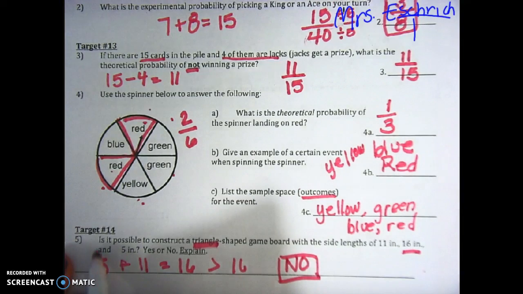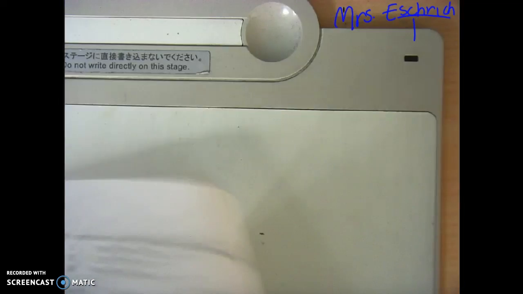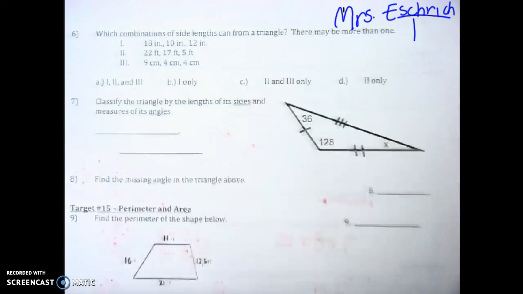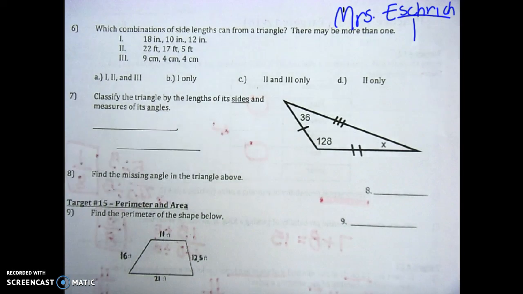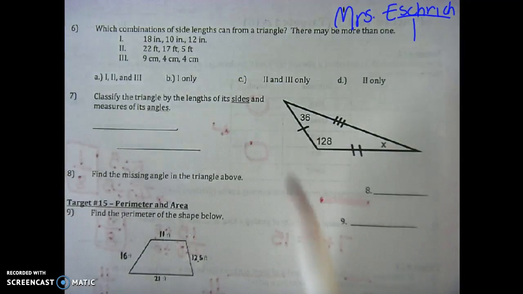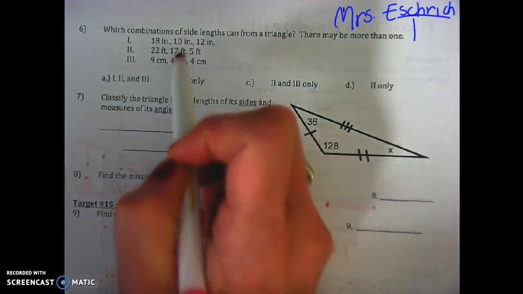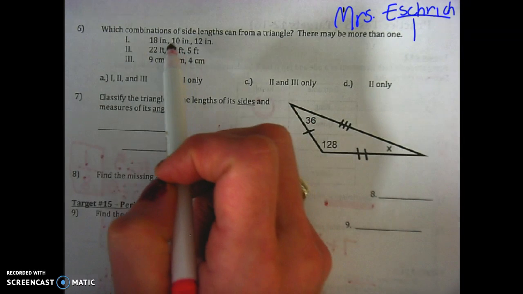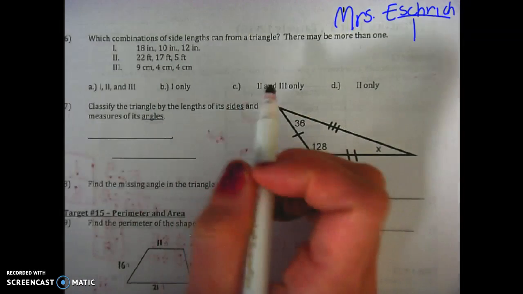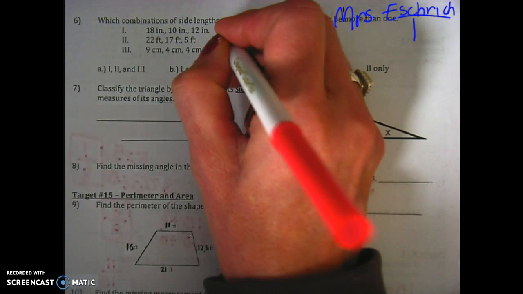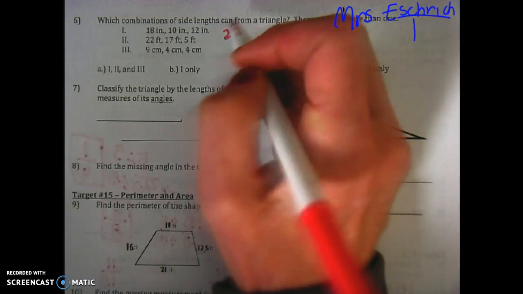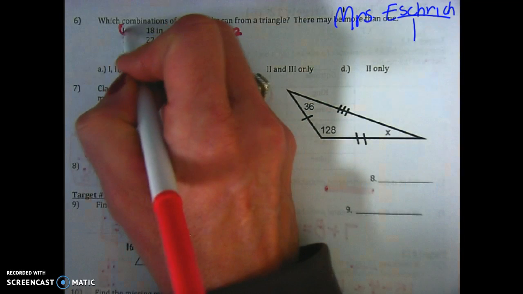Remember, to make a triangle, the two smaller ones have to be greater than the larger one. Which combinations of these lengths can form a triangle? There may be more than one. Well, all we do for this is add our smaller ones. 10 plus 12 is 22. And since 22 is greater than 18, one can.